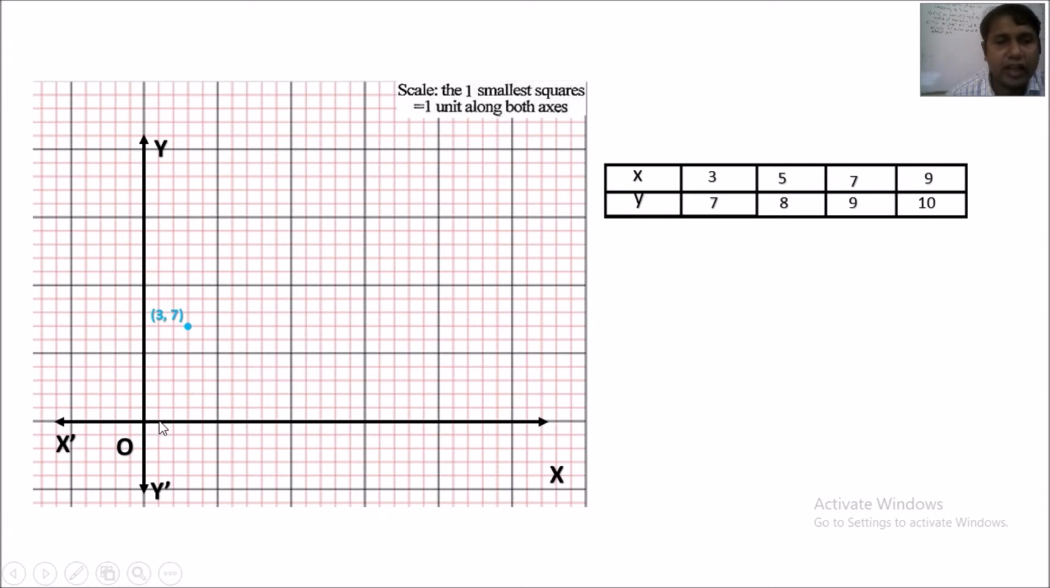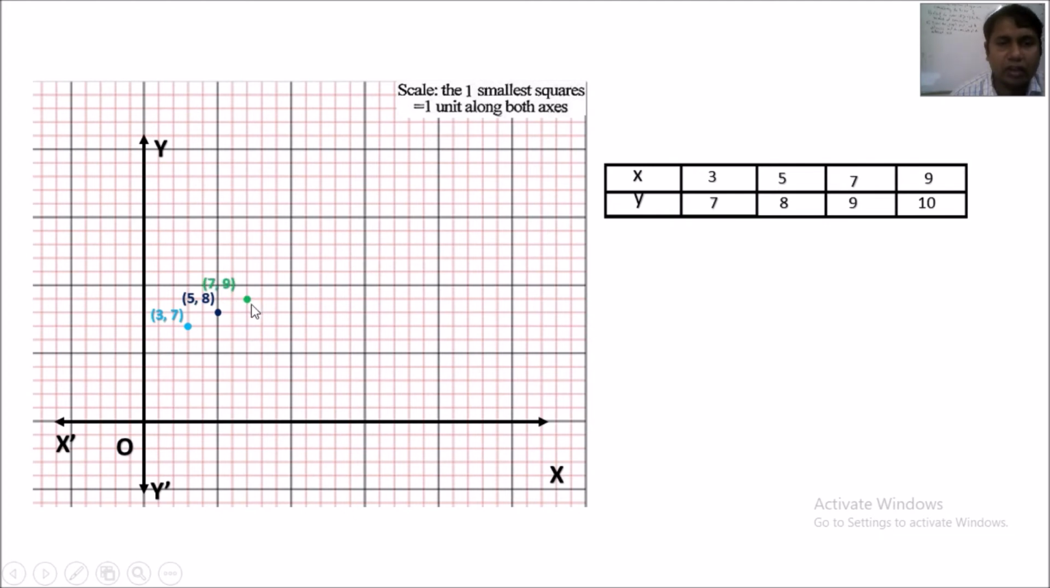Now the next one, 5, 8. So here x is 1, 2, 3, 4, 5 and y is 8, 1, 2, 3, 4, 5, 6, 7, 8. So here is 5, 8. Can you see? I think you can see. Now I want to put the next point, 7, 9. So x is 7, you can see 1, 2, 3, 4, 5, 6, 7. And y is 9, 1, 2, 3, 4, 5, 6, 7, 8, 9. Here is 7, 9.